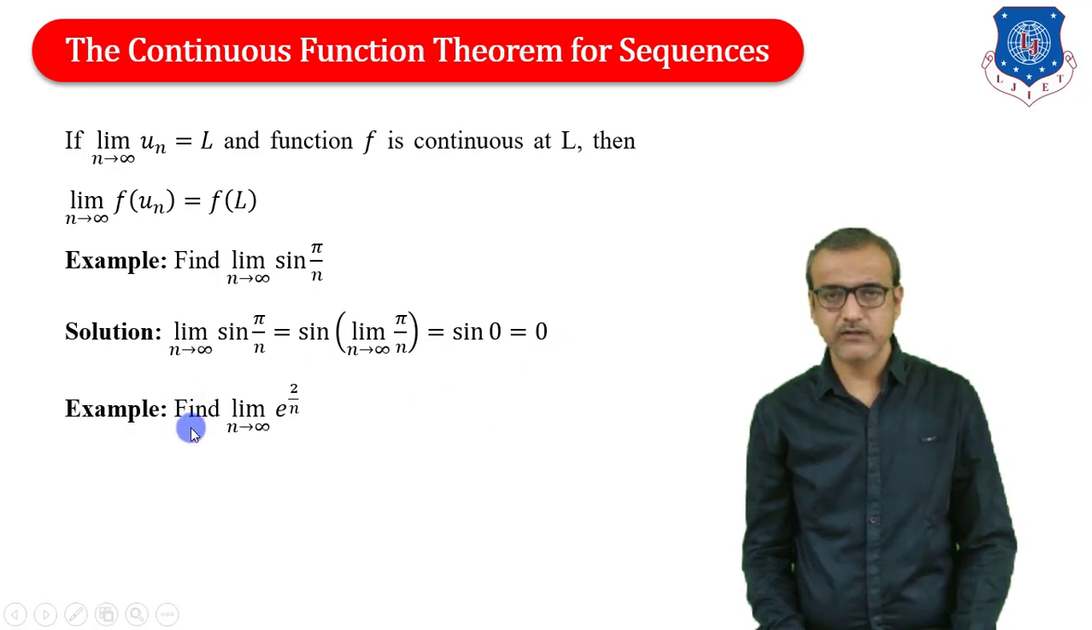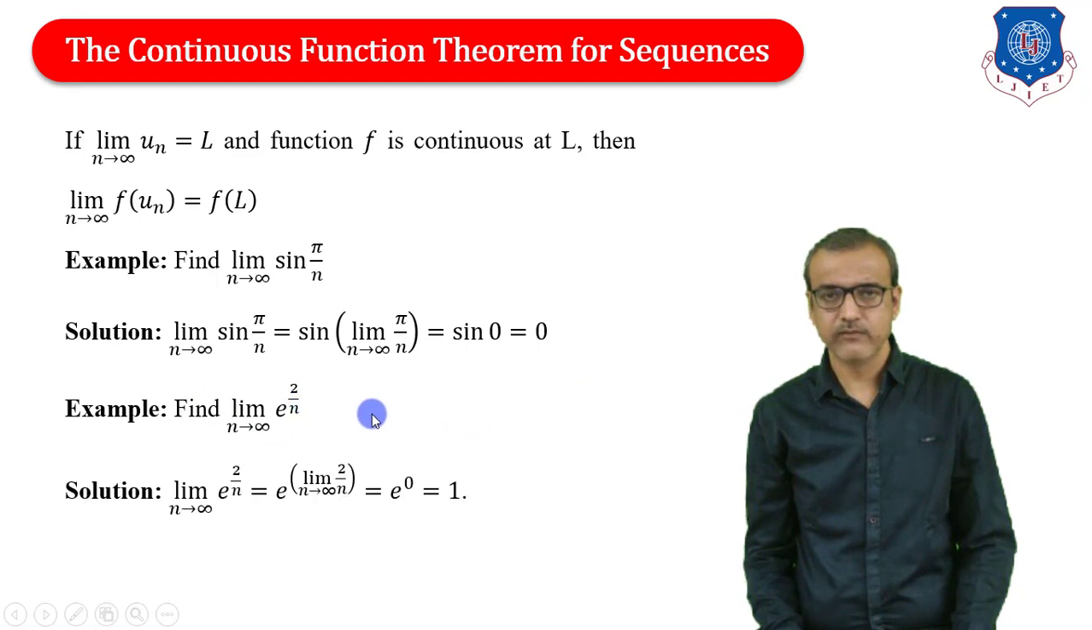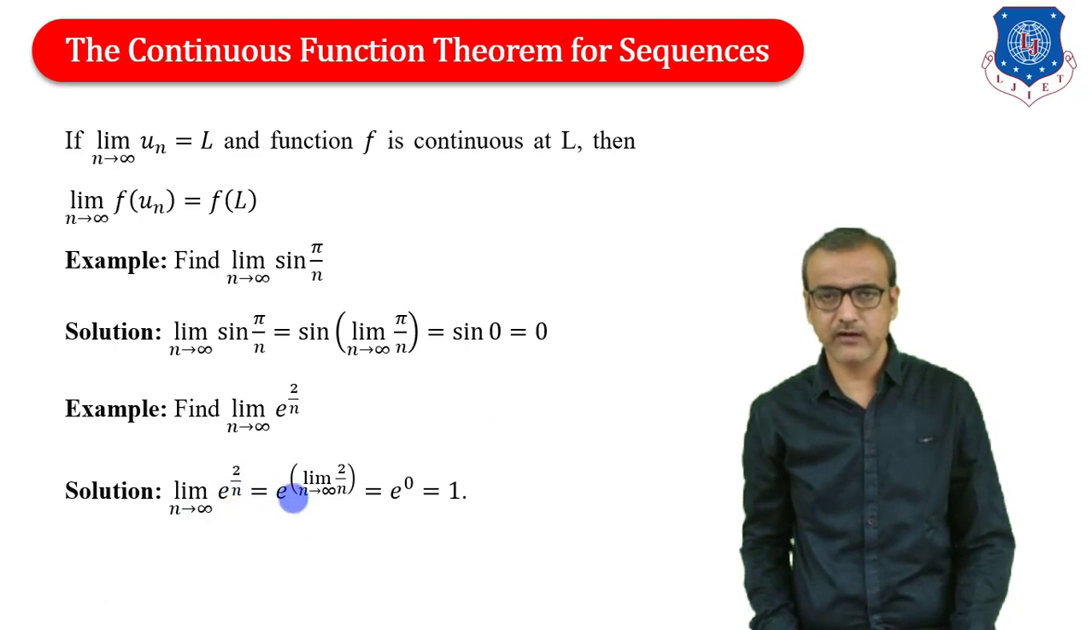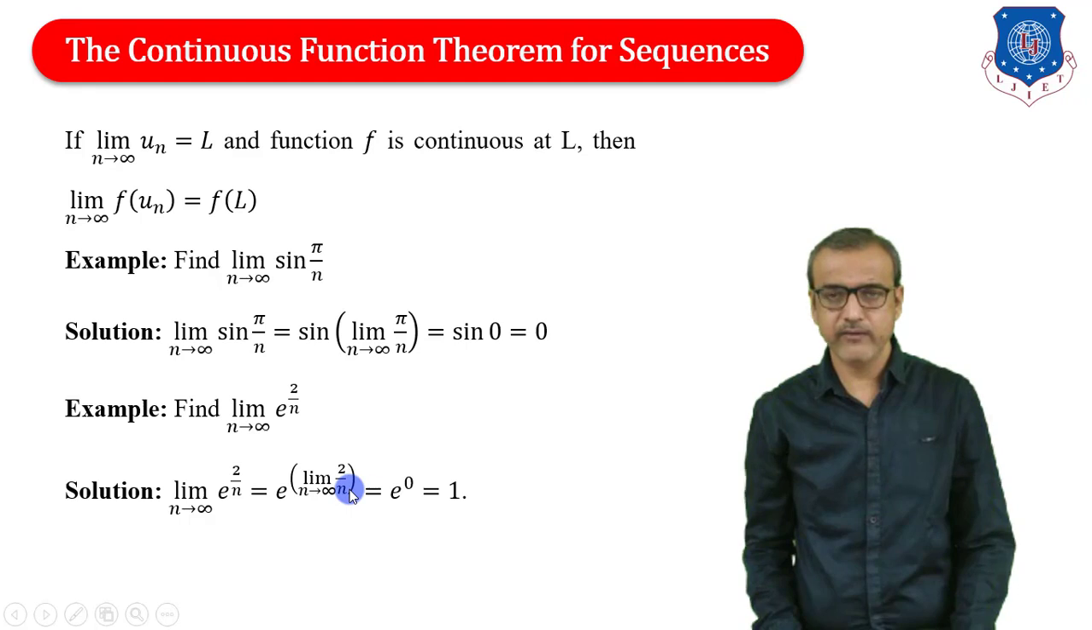Now the second example: find limit as n tends to infinity of e raised to 2 by n. So here is the solution. Limit as n tends to infinity of e raised to 2 by n. We will write this e function outside of the limit. So this is e raised to limit as n tends to infinity of 2 by n. Now as you know, as n tends to infinity, 1 upon n tends to 0. So 2 by n will become 0, so it becomes e raised to 0, and the value of e raised to 0 is 1.